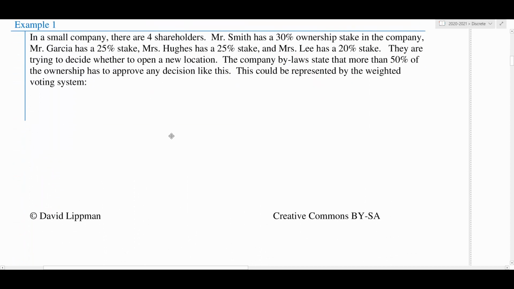All right, so let's look at a first example here. Let's say we have a small company. There are four shareholders. We have Mr. Smith, we have Mr. Garcia, Ms. Hughes, and Ms. Lee, and they all have a stake in the company. And let's assume, for simplicity here, that we have 100 total votes. So there's 100 total votes in this particular voting system.